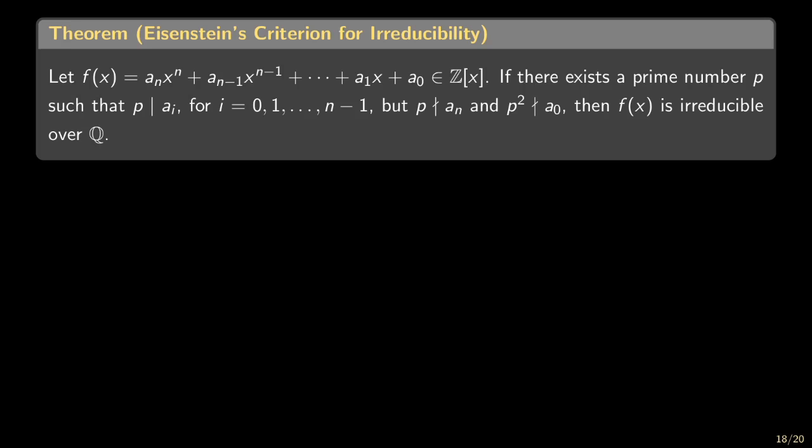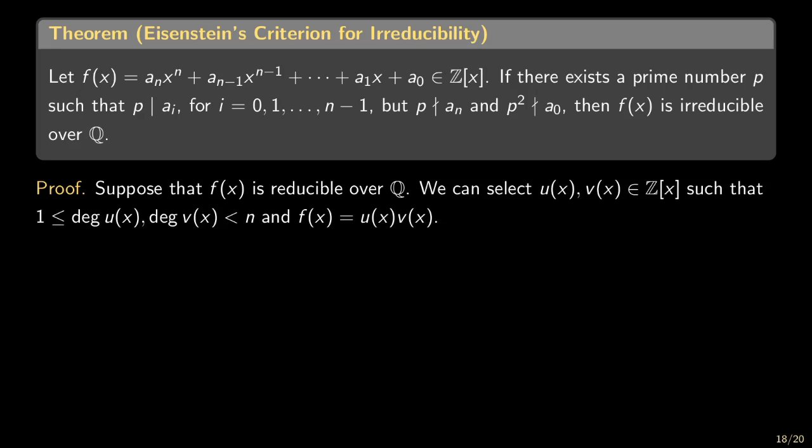Okay, balikan natin ang Eisenstein. Kailangan makahanap ka ng p na dinidivide yung mga coefficients mula sa una hanggang sa n minus 1, na hindi dinidivide yung una, pero ang square, hindi rin dinidivide yung nasa dulo. Okay, so let's prove the Eisenstein criterion. The proof again is by contradiction. Kunwari nare-reduce yung f of x. Again, we can factor f of x in a non-trivial way, like so.